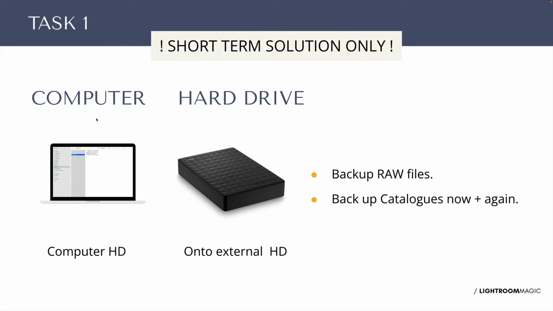So if you are storing things on your computer, so you're storing raw files and catalogs, and then you're backing up onto an external hard drive, that is technically 2 copies, but you're going to run into trouble because your computer is not going to have enough space to store all your raw files and to store and run all of your programs. So this is just a short-term solution.